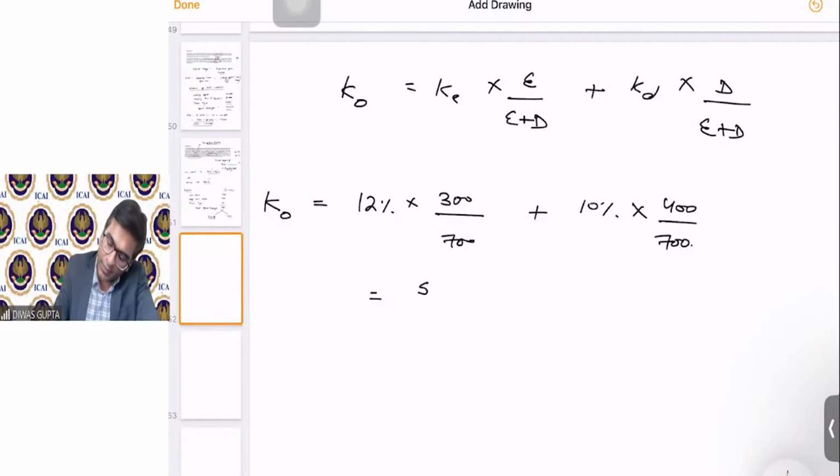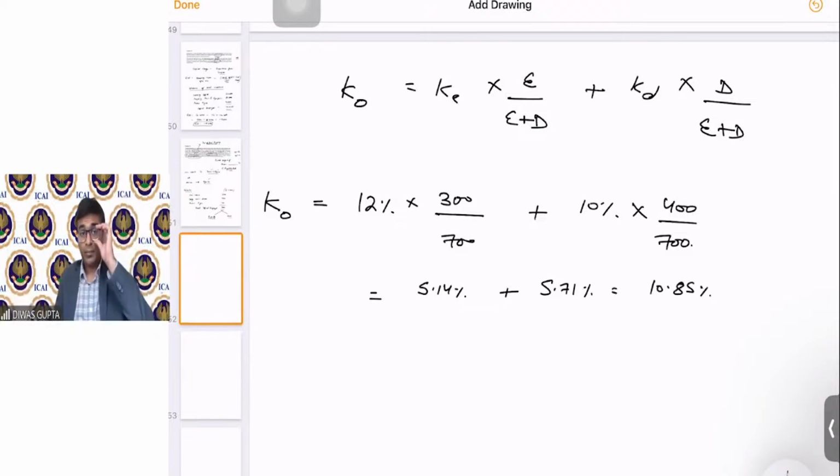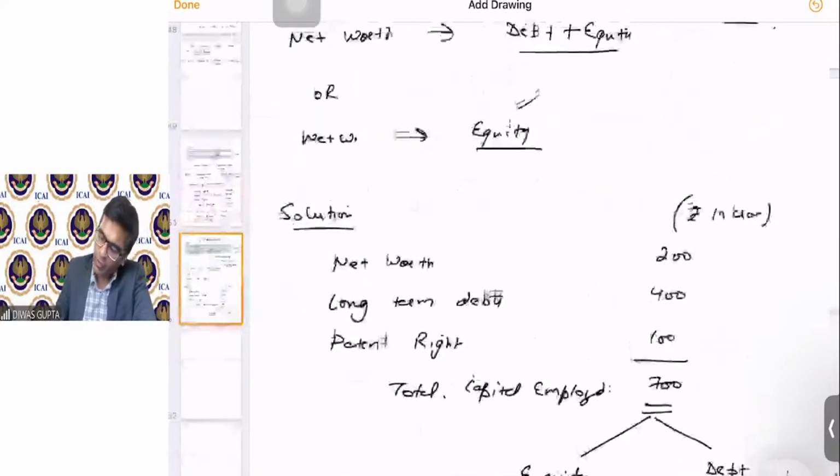5.14% plus 10 into 4 divided by 7, 5.71%. So the total becomes 10.85%. Okay. So the EVA now, can we go back to EVA?